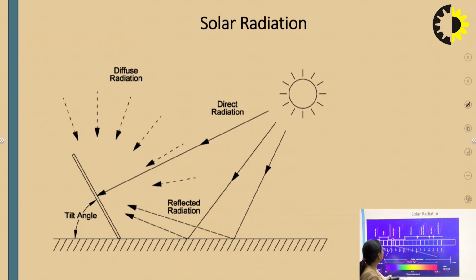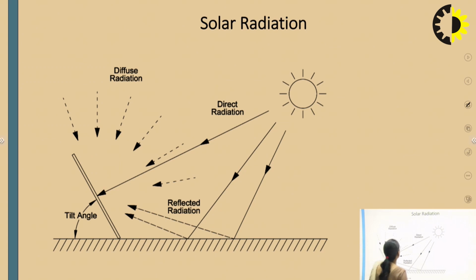Okay. So you can see here the solar radiations. When these radiations are incident on the mirror, some of the radiations are reflected back, some of the radiations will be diffused radiations. These are the direct radiations, these are the diffused radiations, and these are the reflected radiations which are going to the mirror.